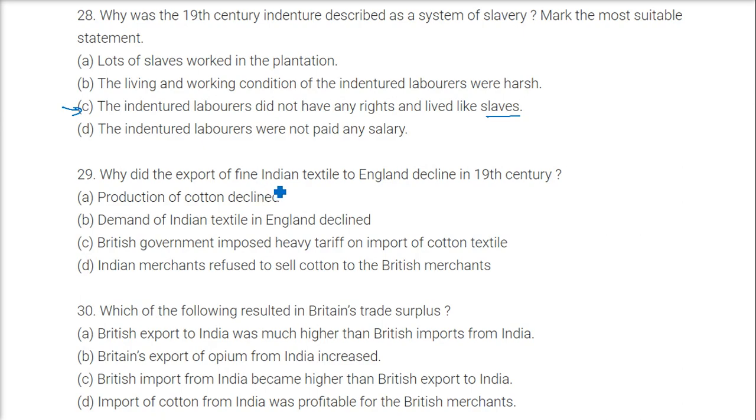Why did the export of fine Indian textile to England decline in 19th century? The answer here is the British government imposed heavy tariff on import of cotton textile. Next, which of the following resulted in Britain trade surplus? The answer here is British export to India was much higher than British imports from India. That is why it resulted in Britain's trade surplus.